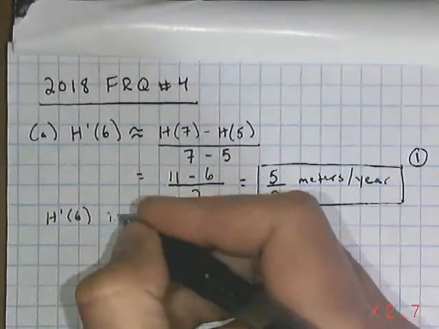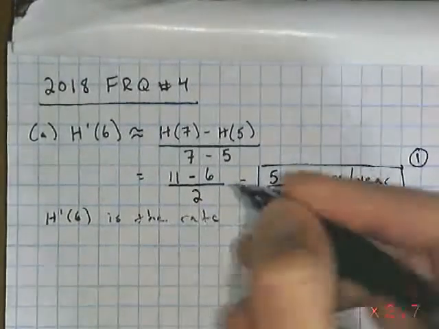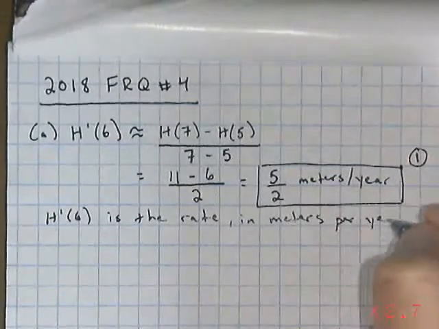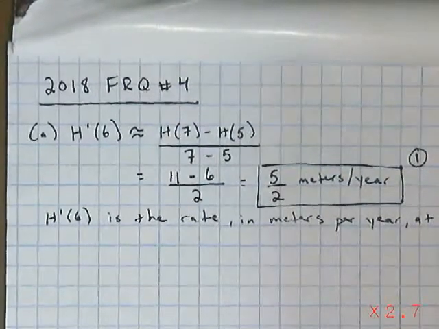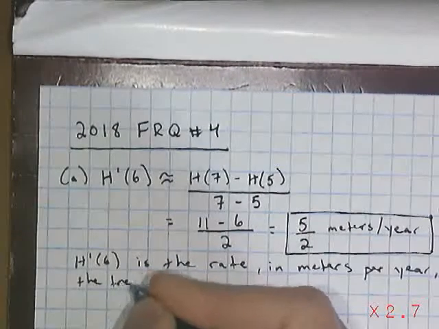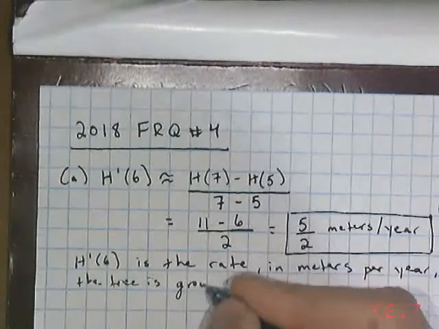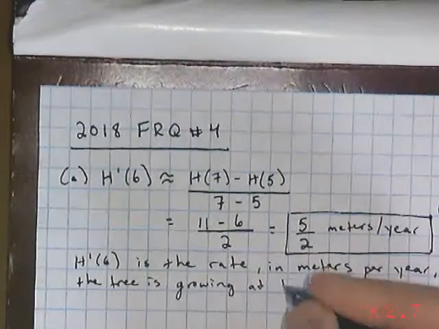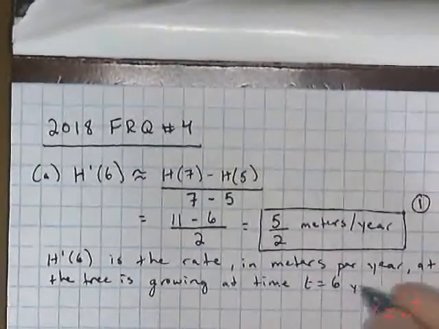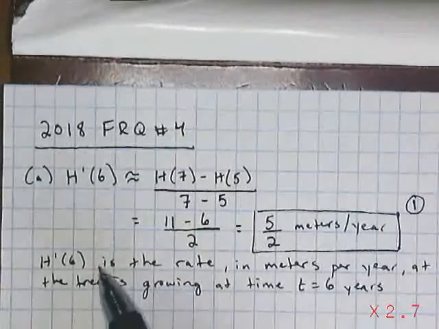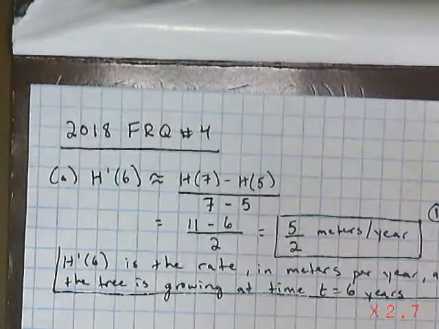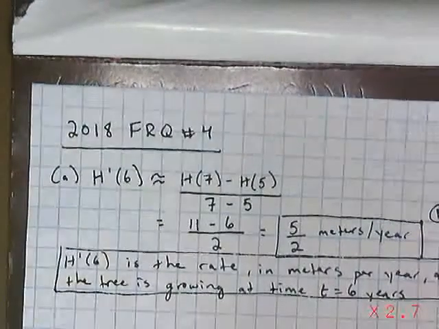H prime of 6 is the rate, in meters per year, at which the tree is growing at time t equals 6. I should put years. So without actually knowing what h prime of 6 is, you can get this point just by remembering what a derivative is and how it translates in a specific context. That's your second point.